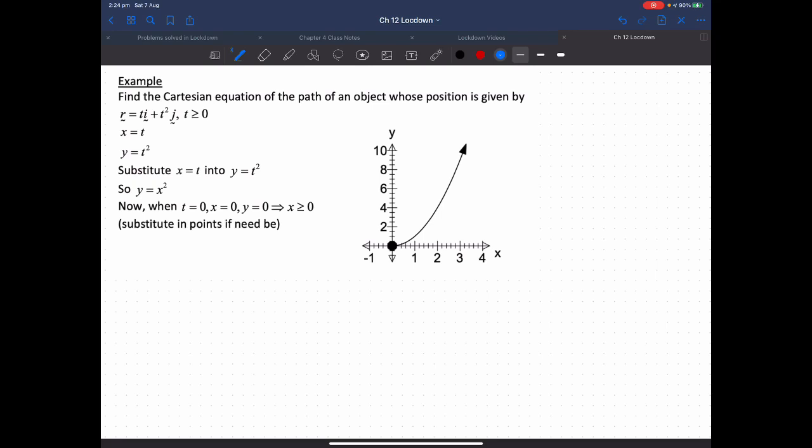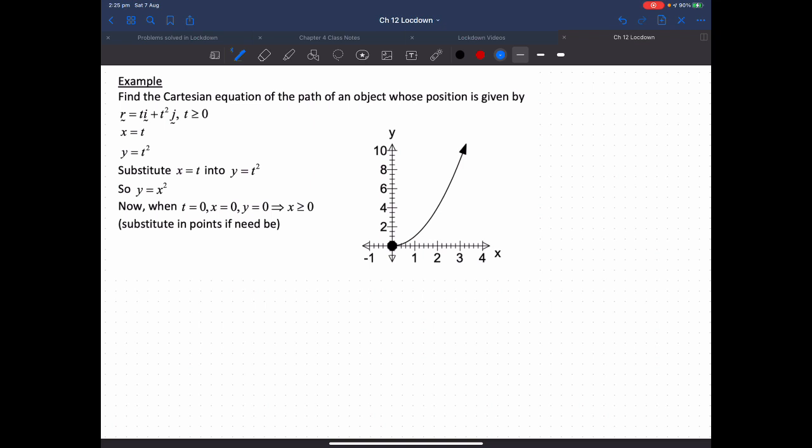In this example, we're asked to find the Cartesian equation of the path of an object whose position is given by, and we're given the parametric equation. The position vector is equal to t in the direction of i plus t squared in the direction of j, and we're told time is greater or equal to 0.